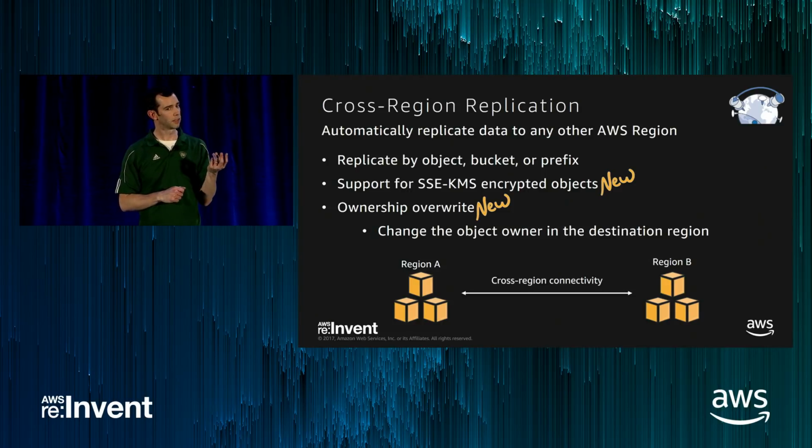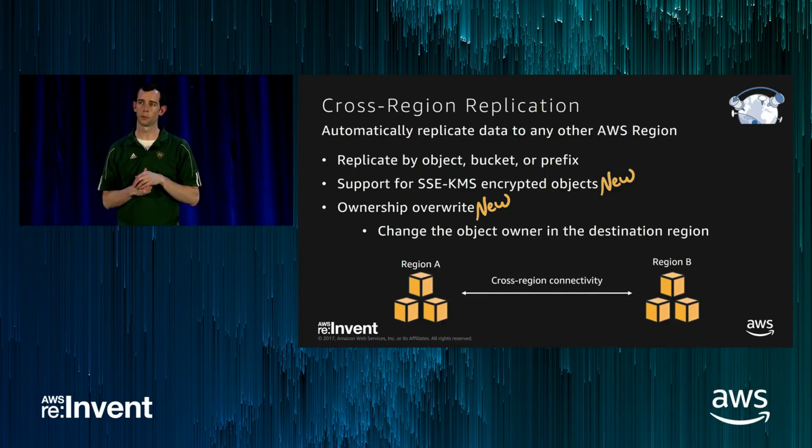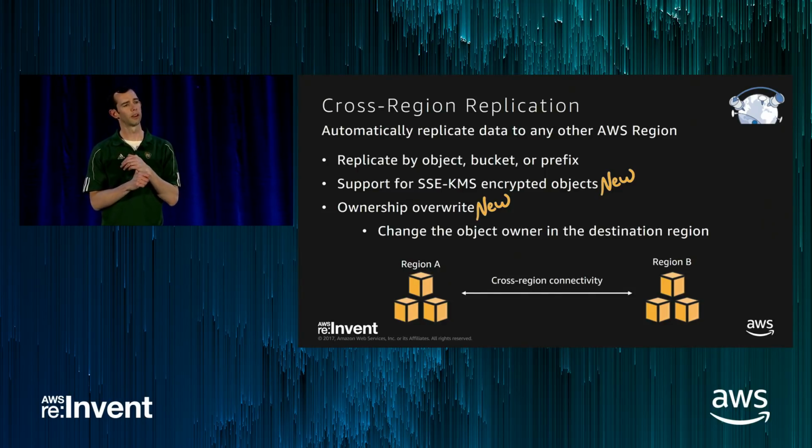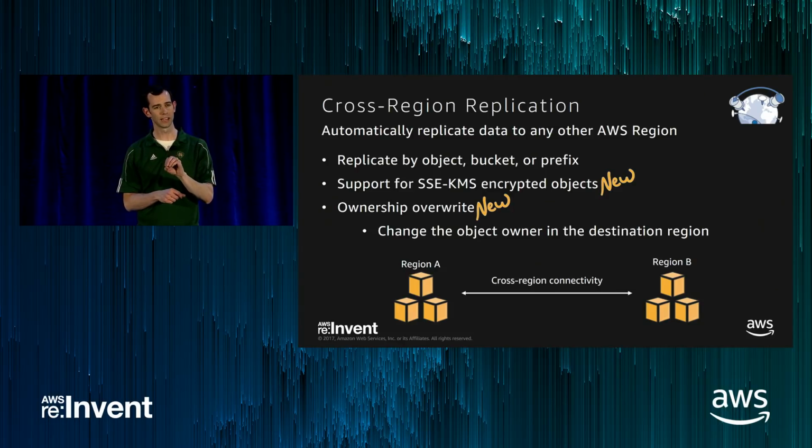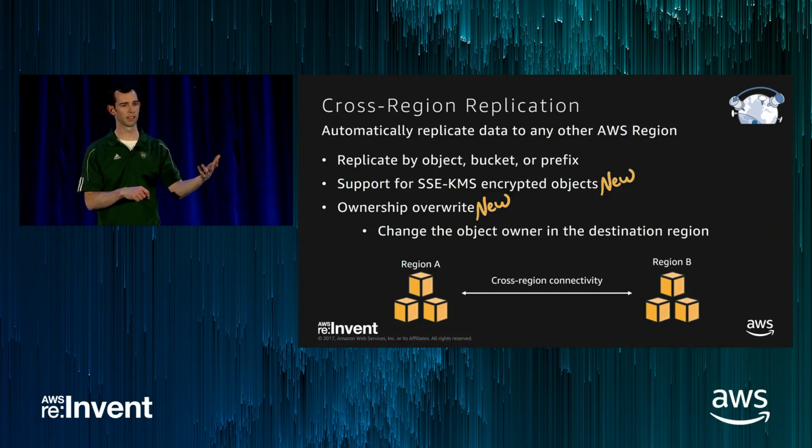Two of the recent enhancements for this, also launched early in the month of November, is now we support KMS encrypted objects. So if you're using data and encrypting it with a key management service, you can now replicate that data, which is still encrypted, across to your destination region and be able to access it there as well. So you can use KMS encrypted data and use replication now.